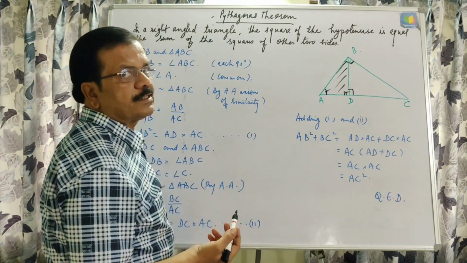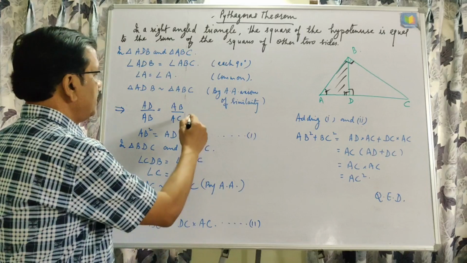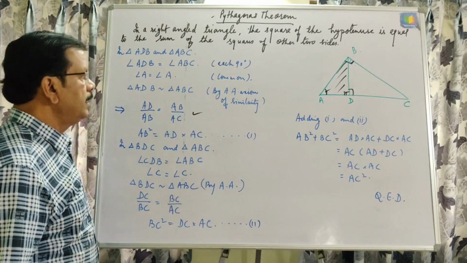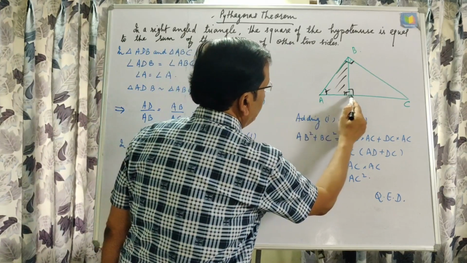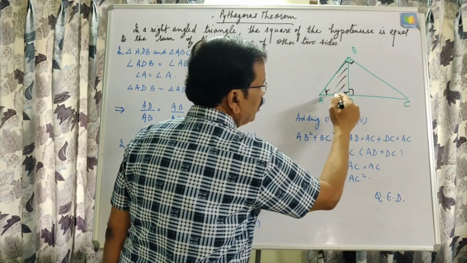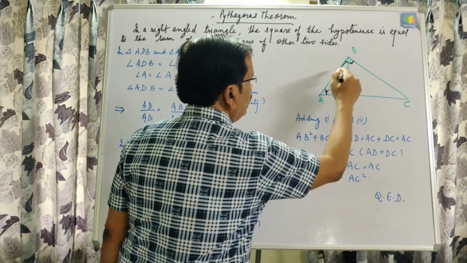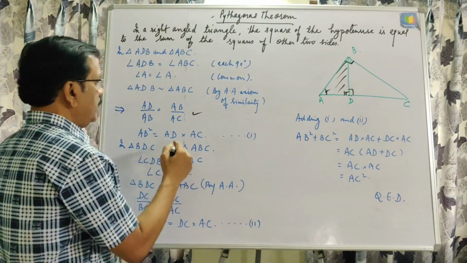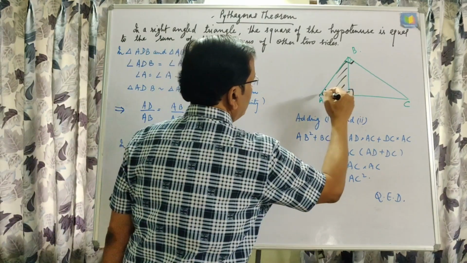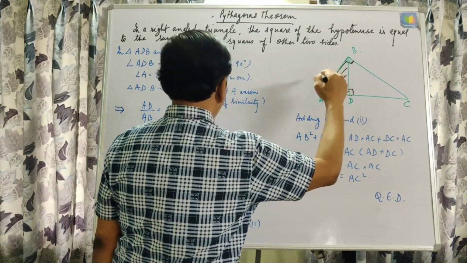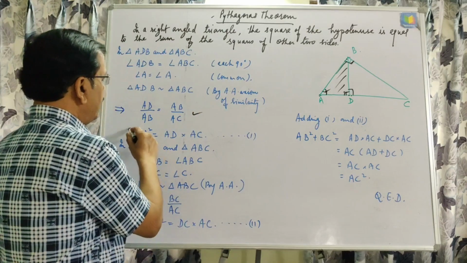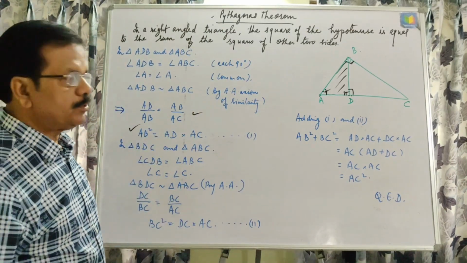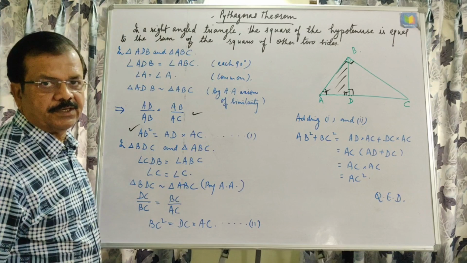If these two triangles are similar, then the ratio of their corresponding sides will be equal. That means AD upon AB, AD of the smaller one upon AB of the bigger one, is equal to AB of the smaller one upon AC. This way we get AB square is equal to AD into AC, first equation.